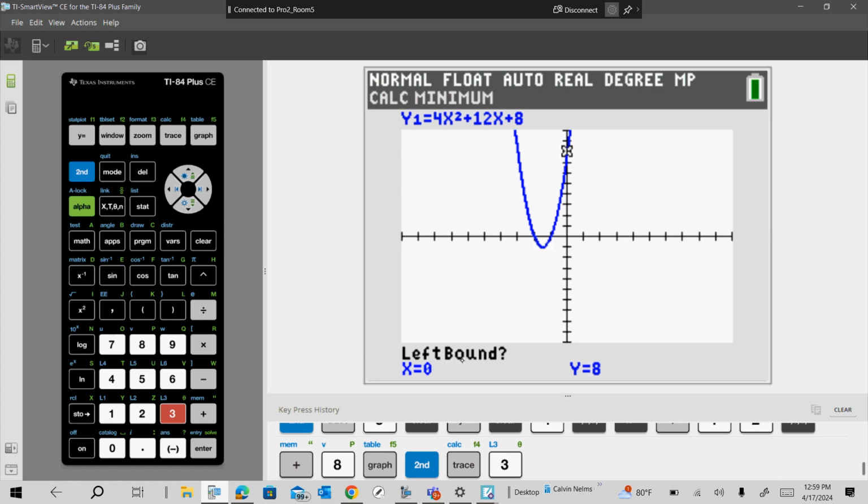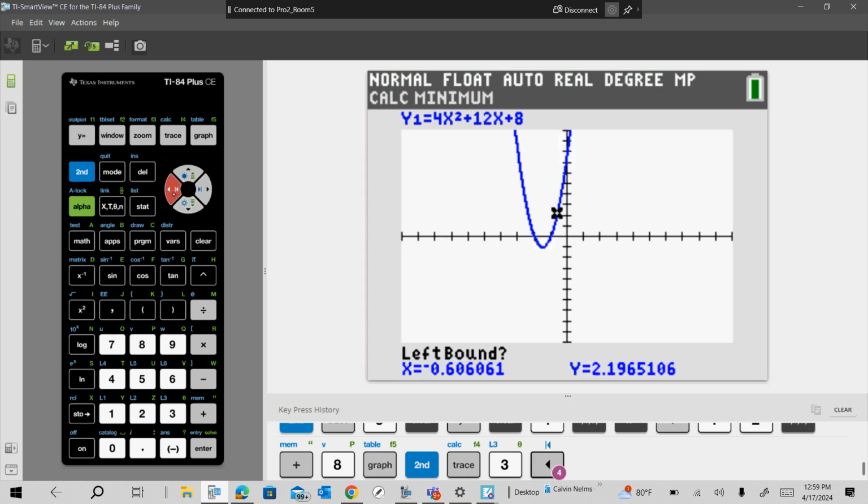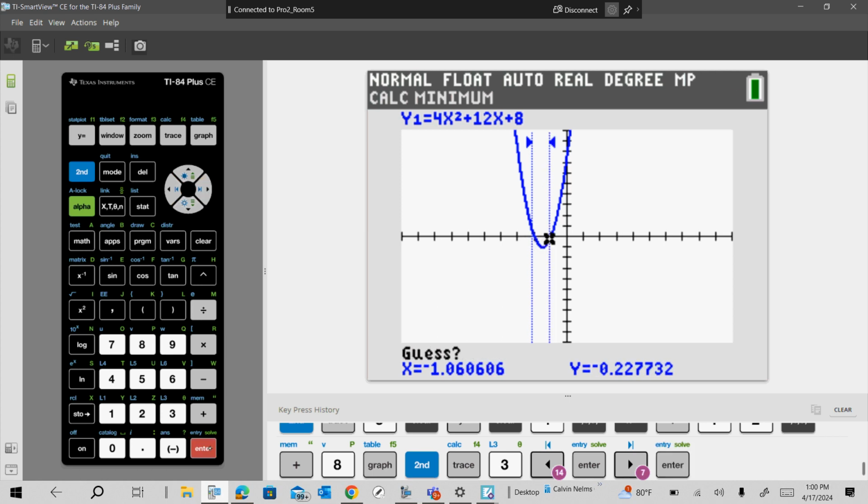Down here it says left bound, so we have to move the cursor to the left side, and then press enter once. Then you move it to the right side because it says right bound. Press enter, and then you press enter one more time. And there we have a minimum value.